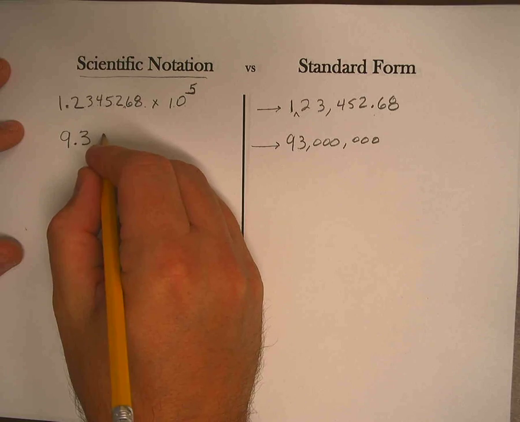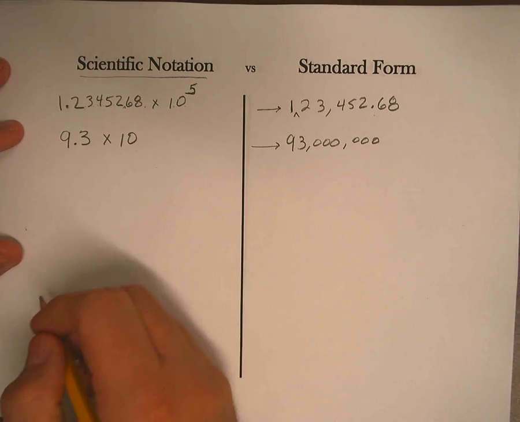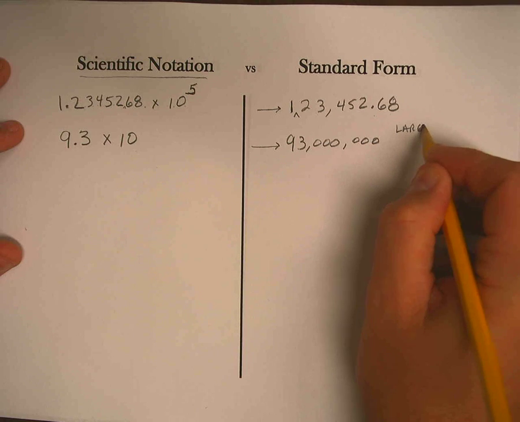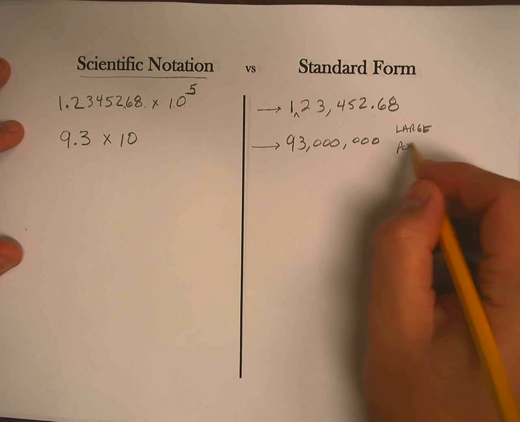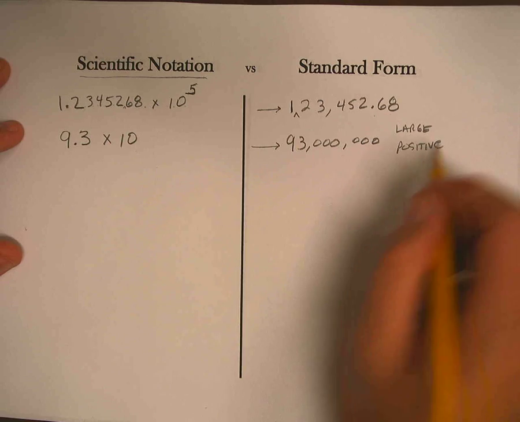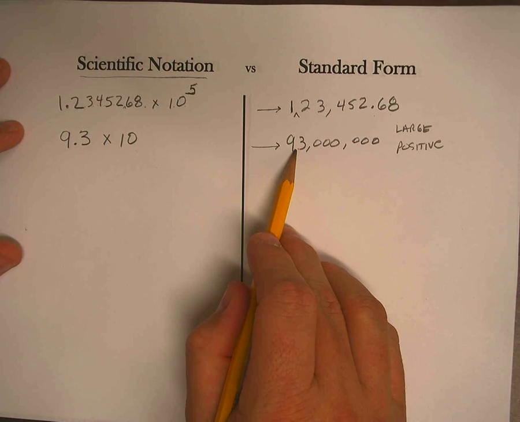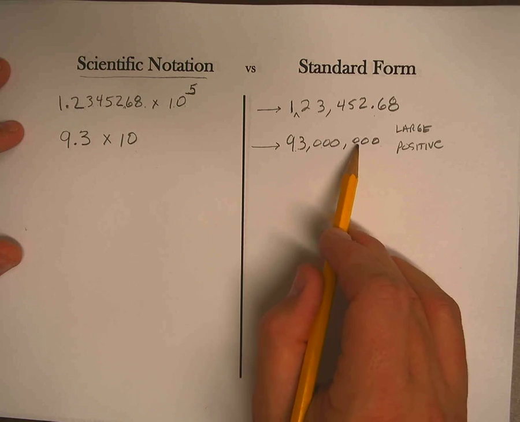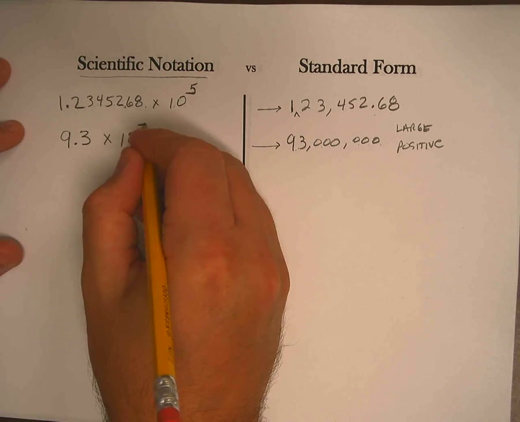Well, 9.3 times 10 to what power? Large number, which means I'm going to be looking at a positive exponent. I've moved it to this position. It was way over here, so we've moved it 1, 2, 3, 4, 5, 6, 7 places.